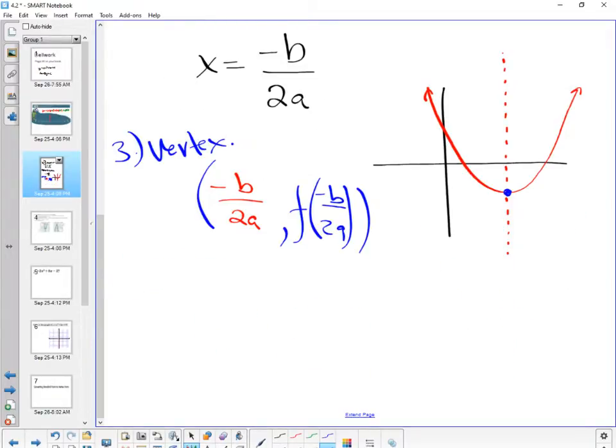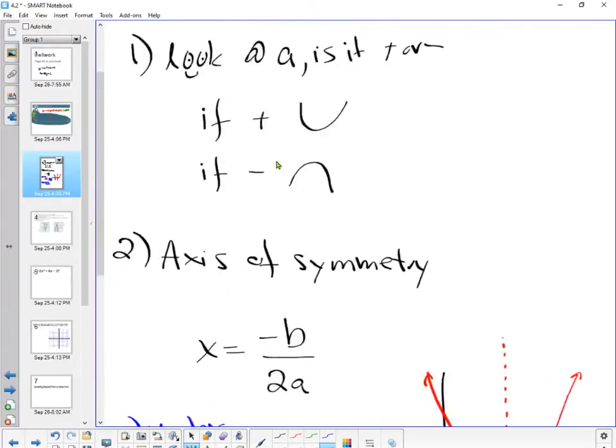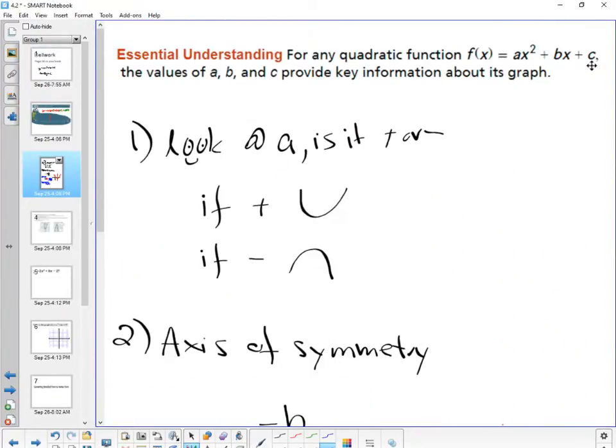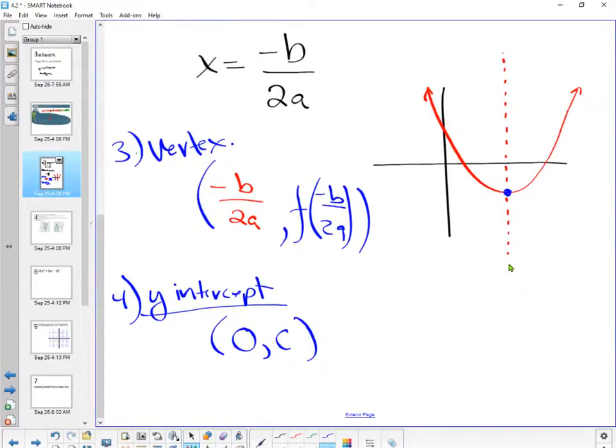Now, number 4. Number 4 is pretty simple. This is the y-intercept. The y-intercept will always be at 0, c. And then C is just that number that's in by itself. It doesn't have an X on it. Are you talking about on the formula? So when you see the formula, on the y-intercept, see this? It's just a number by itself, there's no X on it. That's the constant value, and it's 0, comma C.